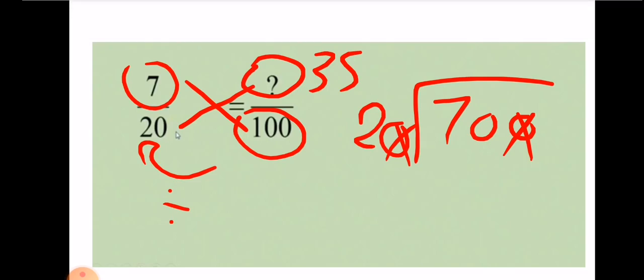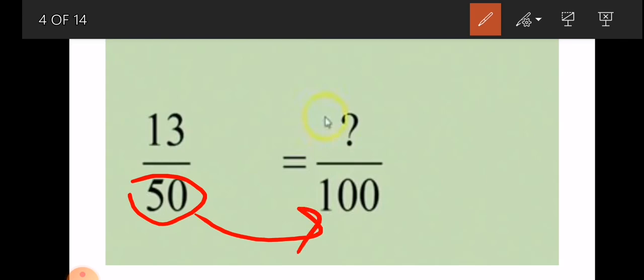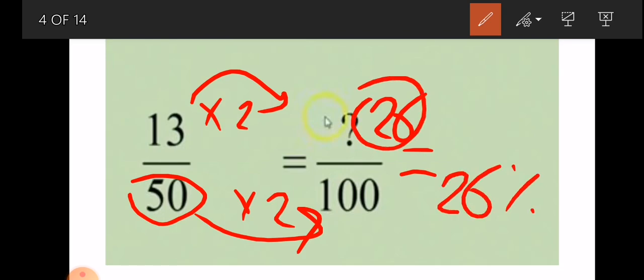Okay, let's do another one. Here, this one. Also, I can do it by the way which is fast because what I have down is 50. How can I make the 50 into 100? I can multiply by 2, so directly multiplying up by 2 will give you 26. Till now I did not write it as a percent, it's still in the fraction form. 26 over 100. To make it a percent, you should put your numerator 26 beside the percent symbol. So 26%.